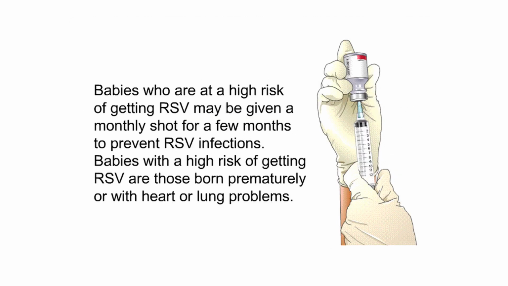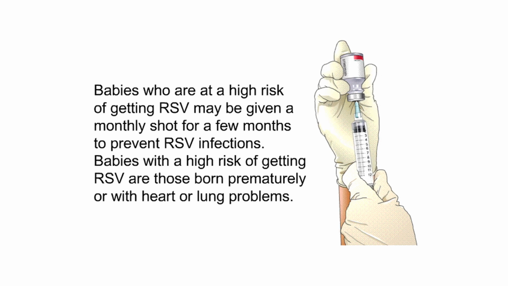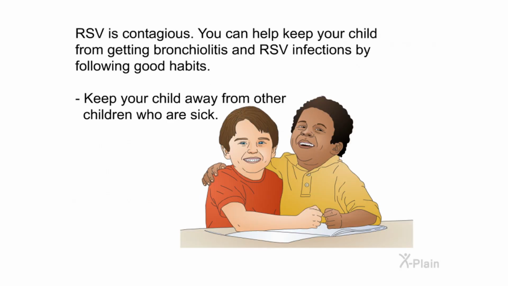Prevention. Babies who are at a high risk of getting RSV may be given a monthly shot for a few months to prevent RSV infections. Babies with a high risk of getting RSV are those born prematurely or with heart or lung problems. RSV is contagious. You can help keep your child from getting bronchiolitis and RSV infections by following good habits. Keep your child away from other children who are sick.